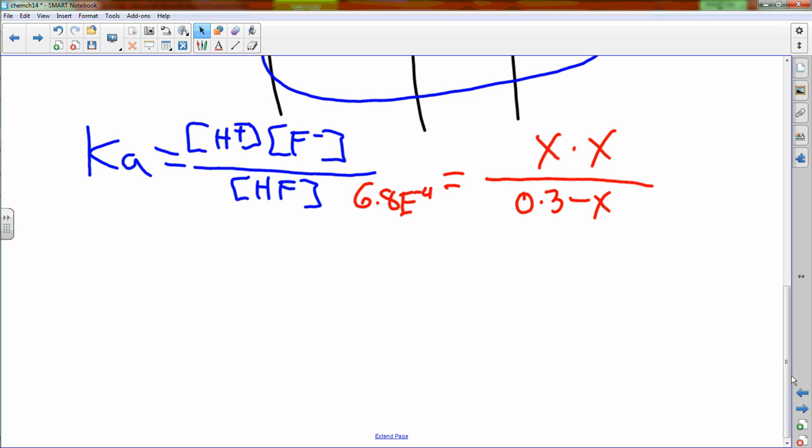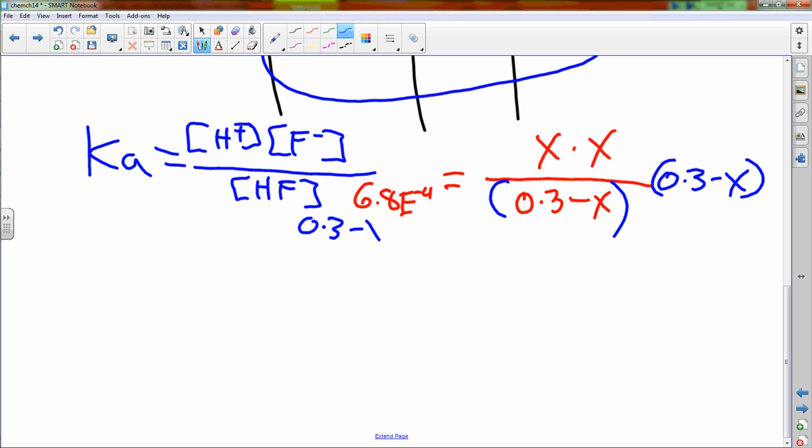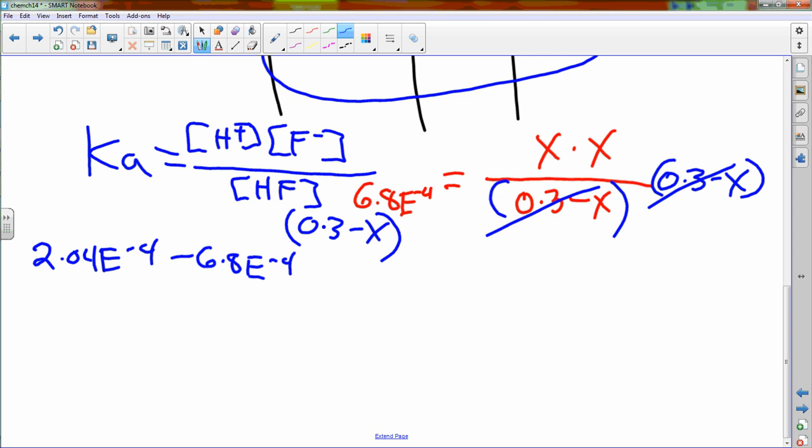So now we have an algebraic equation. It's a little messy. We need to reorganize it, but this is something we can solve. The first thing we're going to do is get this out of the denominator. Since we're dividing, we do that by multiplying by the same thing on each side. So these will cancel out. Here we get to distribute. Let's use the calculator. What's 0.3 times 6.8 times 10 to the negative 4th? 2.04 e to the negative 4. So we've distributed that, and then we're going to distribute the negative x times this. So we get negative 6.8 e to the negative 4th x. And that all equals x squared.